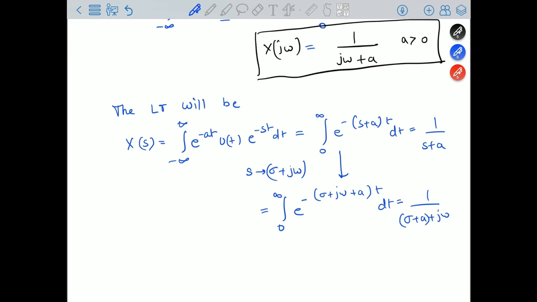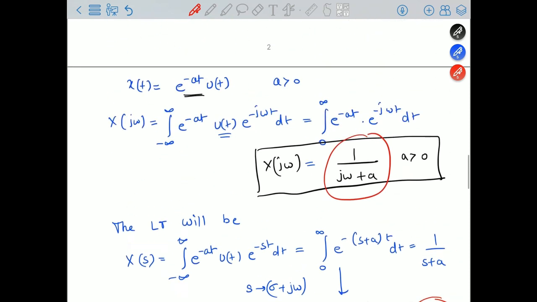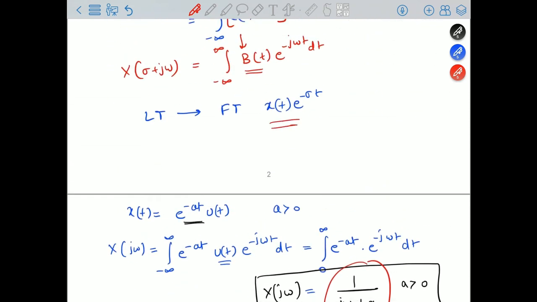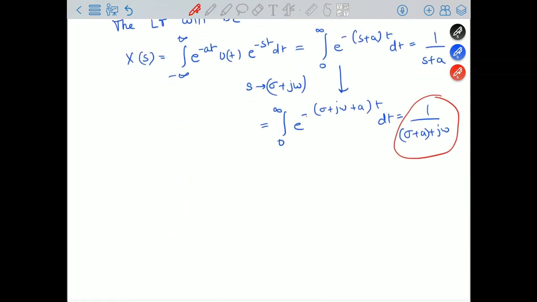And if we compare this factor and this factor, we can say that this is the Fourier transform of this factor. So we just have to replace e raised to the power minus sigma t multiplied with our function. So this is the alternate representation. So we are calculating the Fourier transform of x of t e raised to the power minus sigma t. And for convergence, what will sigma plus a be? That should be greater than 0. Sigma plus a can be represented in a different form as real part of s should be greater than minus a, that is sigma is greater than minus a.